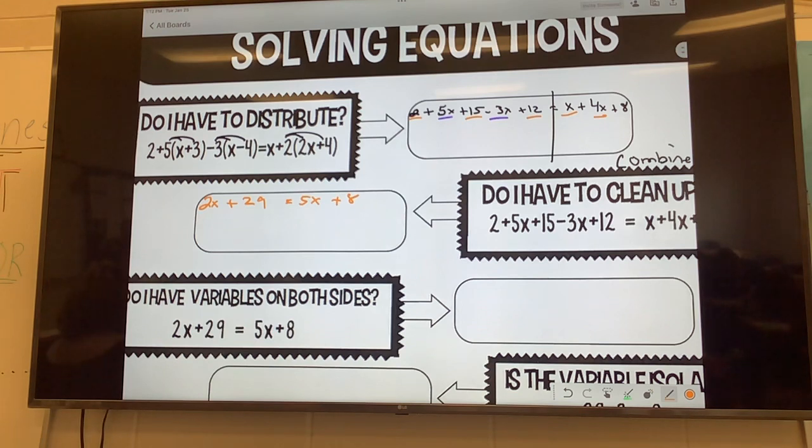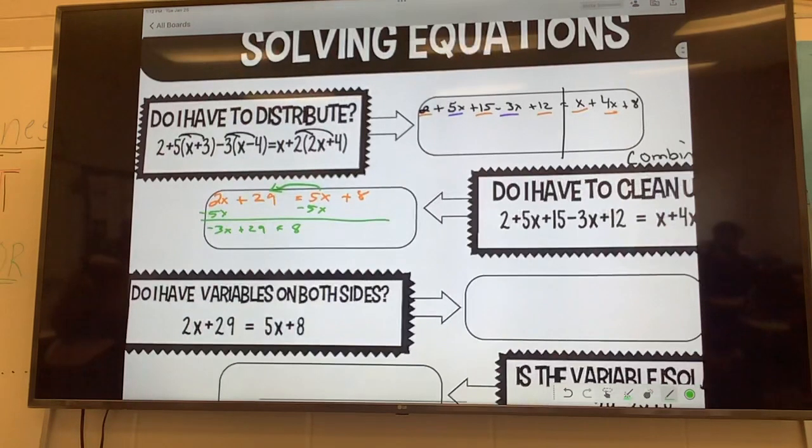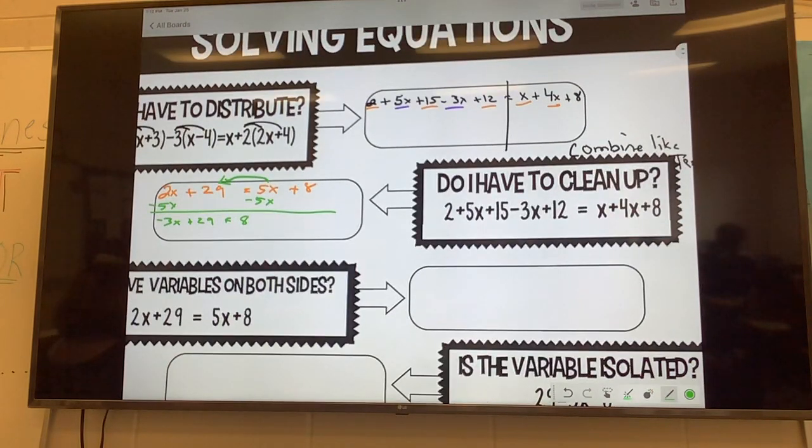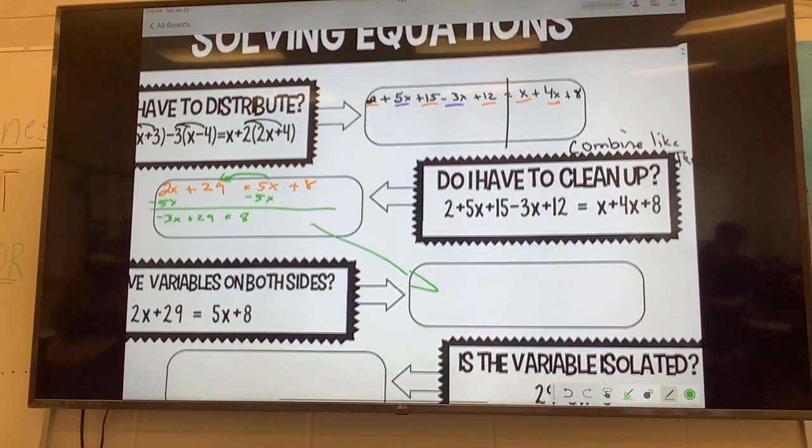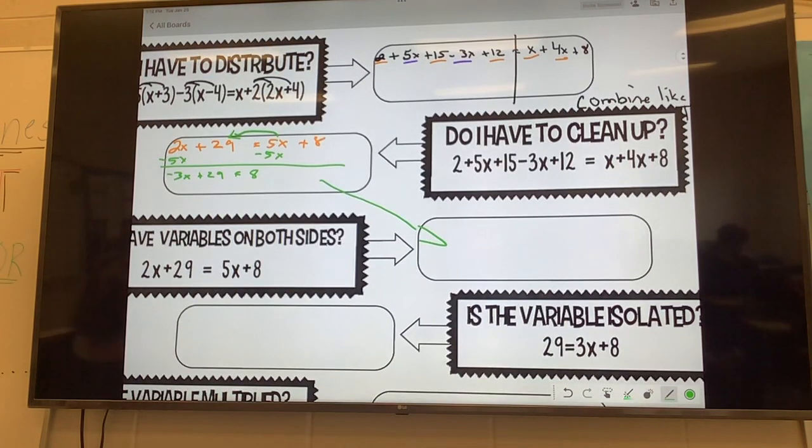Yes, it does. I like to put my variables on the left. Most often I do. So I'm going to take that 5x, I'm going to put it to the left, which means I have to subtract 5x. Give me a negative 3x plus 29 equals 8. Then it says, is the variable isolated? No, it's not. So I'm going to put this down here. Negative 3x plus 29 equals 8.